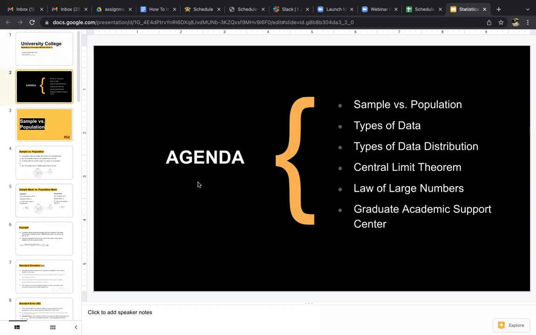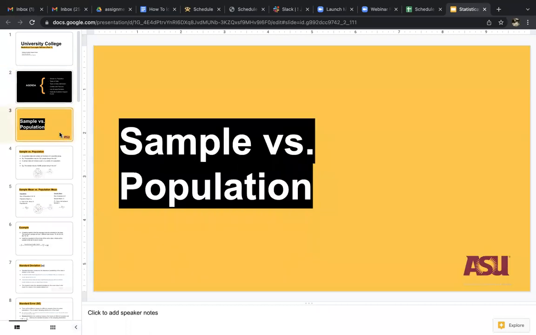Today we'll cover these basic points: what is sample versus population, the types of data being used in statistics, the types of data distribution, the very important central limit theorem, which you will come across many times while solving statistics problems. What is the law of large numbers? What are large numbers, and why do you need them? And then a basic overview of our Graduate Academic Support Center. Okay, so let's get started.